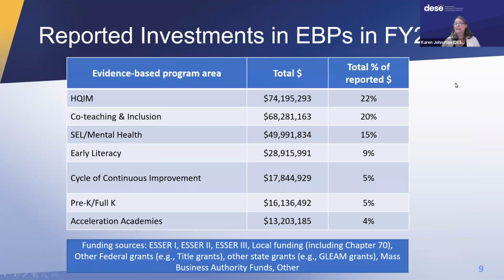And then this is a quick look. As you may recall, anyone who did the FY22 amendment report knows that we asked you to tell us about how you were using funds across multiple funding sources, how you were using funds to handle the full implementation. And so these numbers, for instance, in HQIM, districts told us that $74 million plus is being invested in supporting that kind of implementation. And those funds come from ESSER 1, ESSER 2, ESSER 3, local funding, other federal grants, and so on.